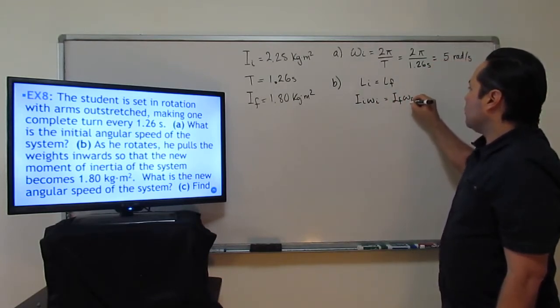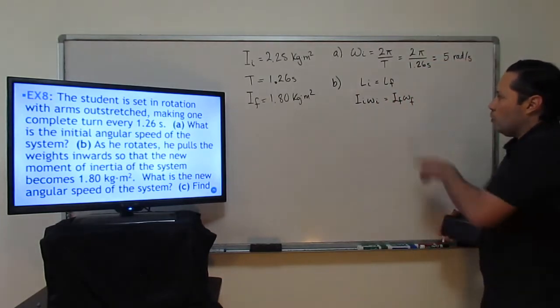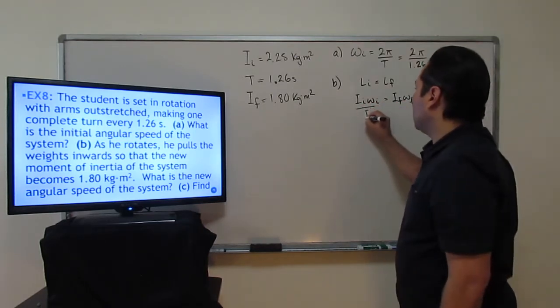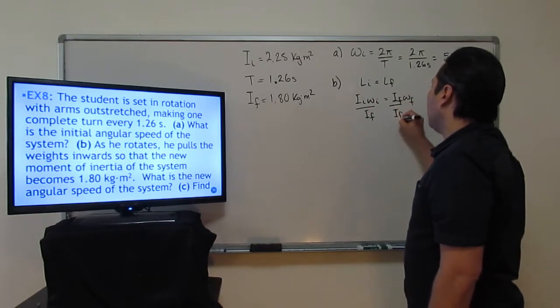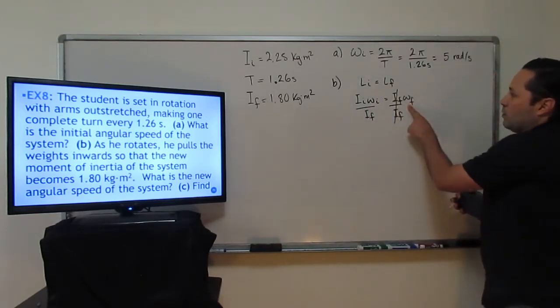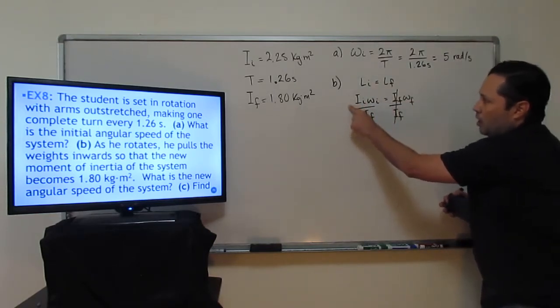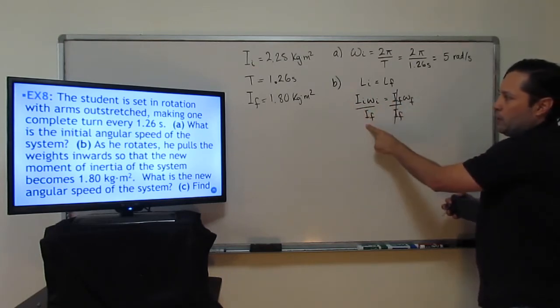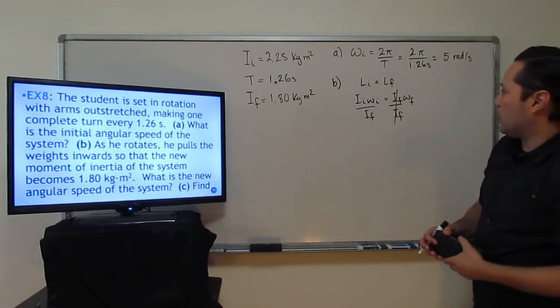final and initial. All right, so we're looking for this one, so I'm going to divide by I on both sides. It's going to be If, cancel that out. And there's our formula: moment of inertia initial times angular speed initial divided by moment of inertia final, and that's going to give us our answer.